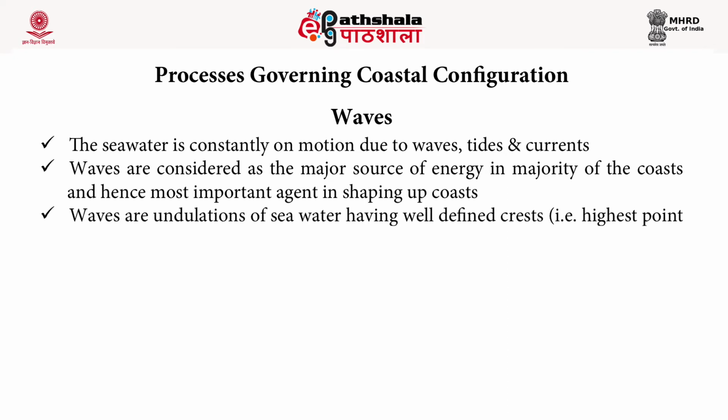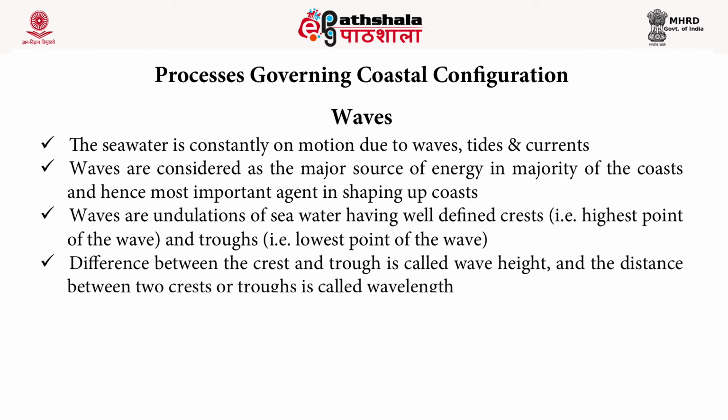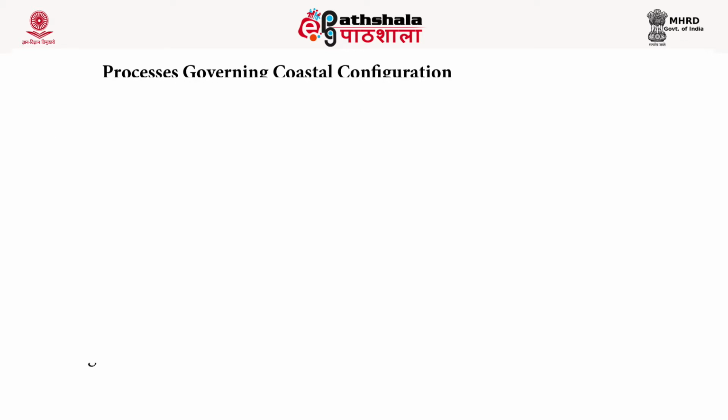Waves are undulations of seawater having well defined crests and troughs. The difference between the crest and trough is called wave height, and the distance between two crests or troughs is called wavelength. The time for two successive wave crests to pass a fixed point is called the wave period. Let us now see how the waves are formed.